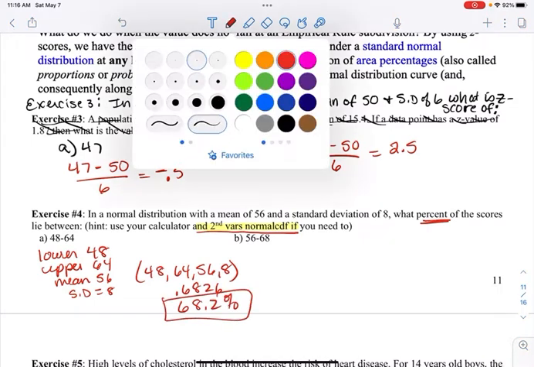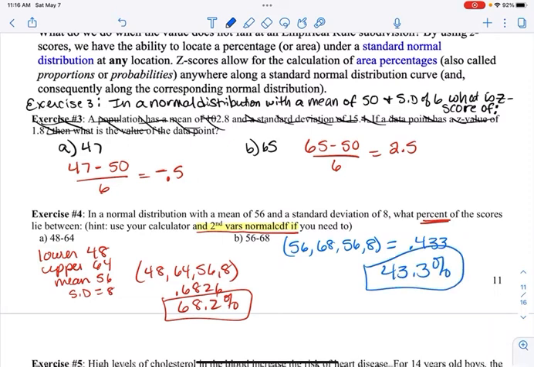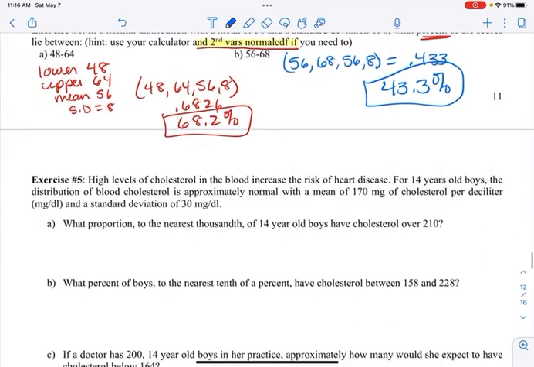Okay, so same thing that we've previously done on this problem. My lower score is 56. My upper score is 68. My mean is the same, 56, and my standard deviation is 8. And I get 0.433, so it's 43.3%. There's a table for z-scores that you can look up, but we can just do these right in the calculator.